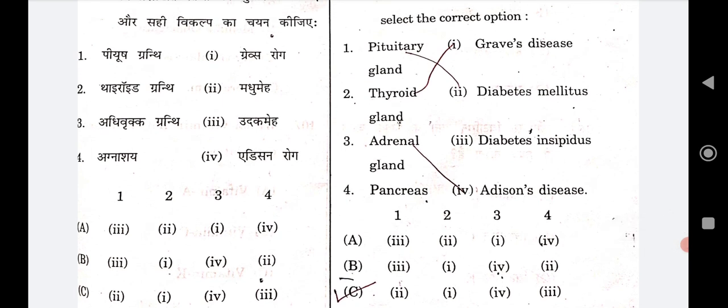जो आपका फर्स्ट है पिट्यूटरी ग्लैंड, इसका आएगा डायबिटीज़ मेलिटस, that is first का सेकंड. फिर थायराइड ग्लैंड है आपका, इसका आएगा ग्रेव्स डिजीज़, that is second का फर्स्ट. फिर आएगा आपका एड्रिनल ग्लैंड एडिसन्स डिजीज़, थर्ड का आएगा आपका फोर्थ. और पेनक्रियाज का आएगा आपका डायबिटीज़ इंसिपिडस. So here C will be the correct option.